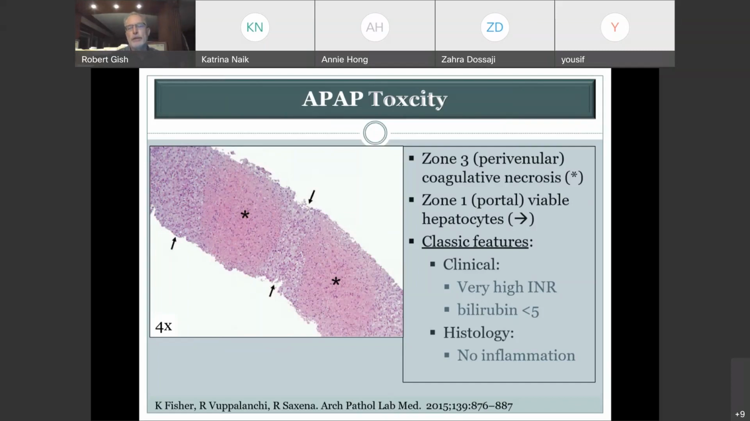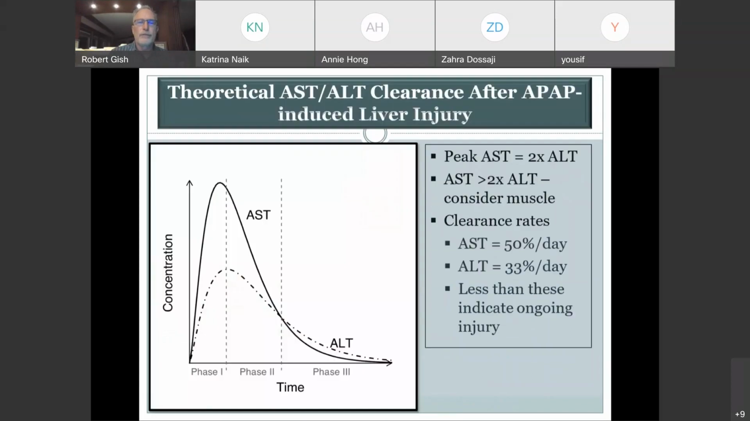Bilirubin doesn't go up till much later, and of course you're going to follow levels, draw a level immediately on presentation, and follow levels every 3 days. You're going to switch from IV to oral for a number of reasons. One is cost; it's much cheaper for the oral versus the IV, and it's possible by delivering it to the liver orally that you might get some better protective effect, but that's theoretical.